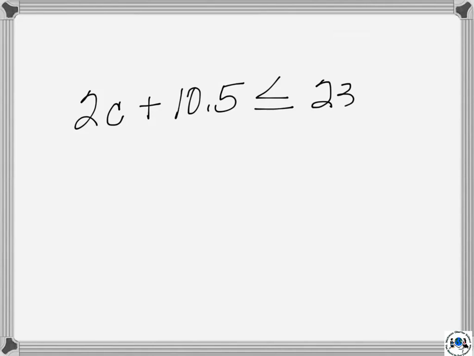Let's take a look at how we set this up algebraically as an inequality. We had the 2C, 2 cars, plus the 10.5 feet that we need to allow for between the cars and the wall, is less than or equal to 23.5. So that is the beginning of our inequality. That is our inequality written correctly, by the way.